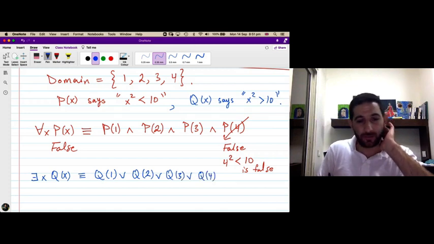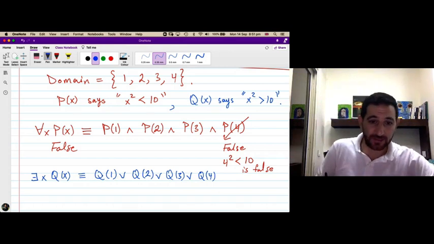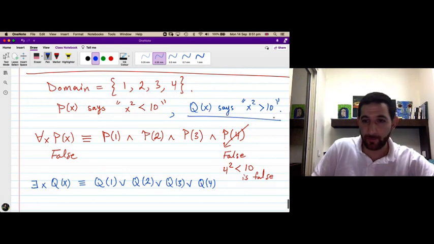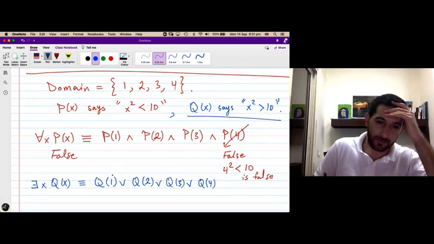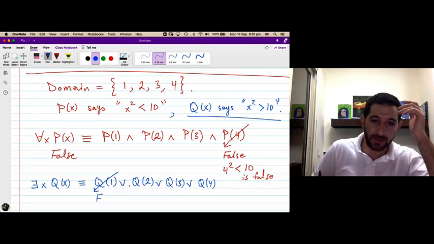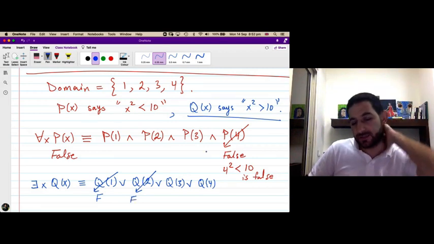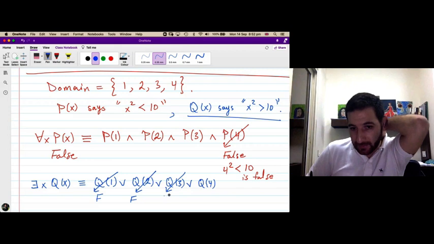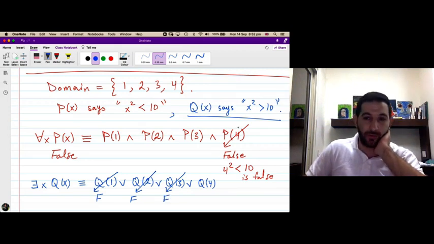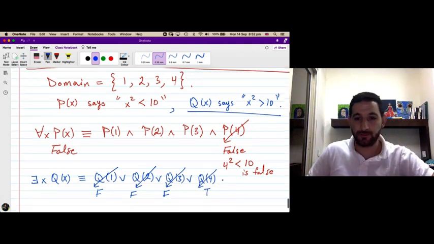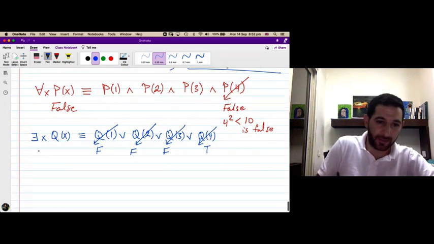Now is it true or false? Let's see: does 1 have property Q? Is 1 squared bigger than 10? No, so this is false. Is 2 squared bigger than 10? 2 squared is 4, and 4 is not bigger than 10, so this is false. Is 3 squared bigger than 10? No, 9 is not bigger than 10. Now Q of 4: 4 squared is 16, which is bigger than 10, and so this is true. Now, false or false or false or true is true. So this statement is true.